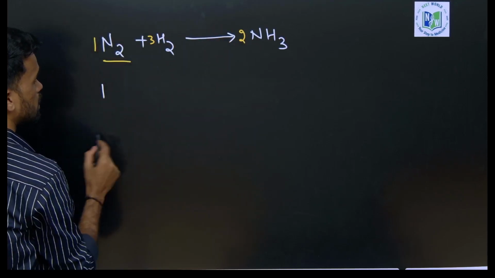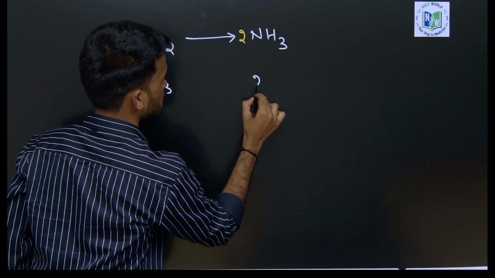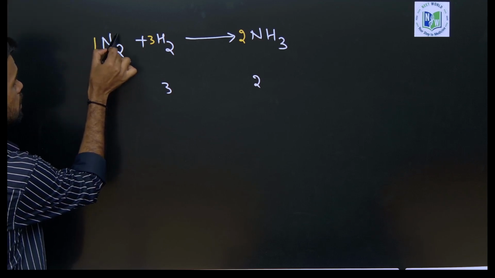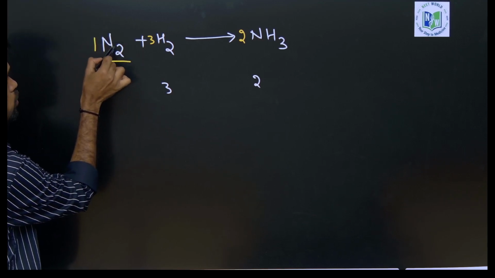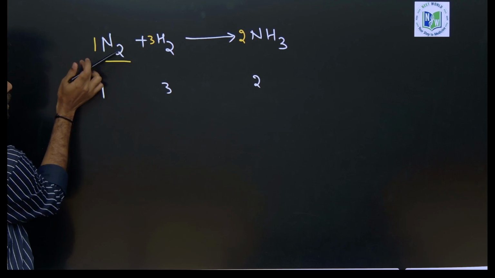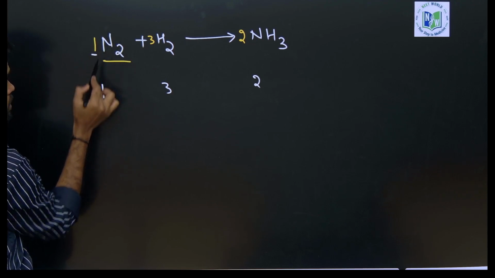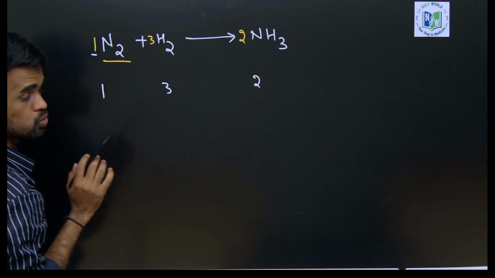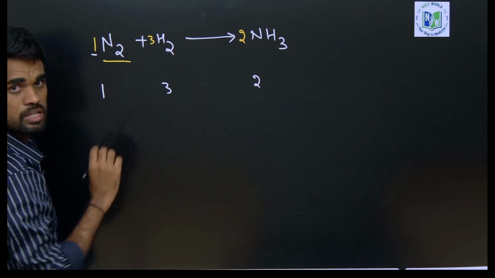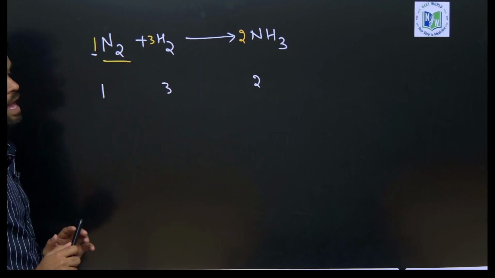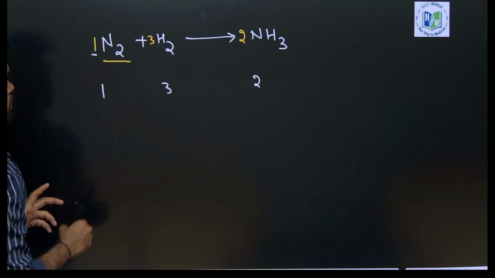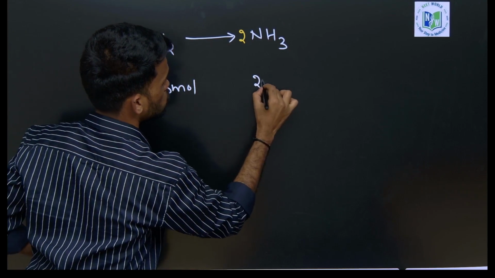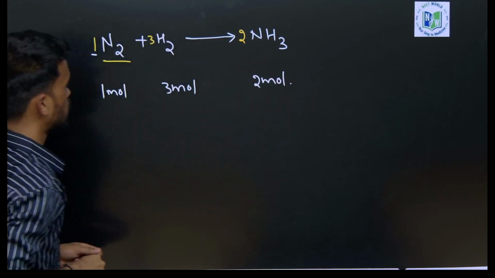Now write the mole ratio of reactants and product. What is the stoichiometric coefficient of N2? It means what is the coefficient of nitrogen? Here it is 1, so I am writing it like this. For H2 it is 3 and for NH3 it is 2. This is the mole ratio as per the balanced chemical equation. Now 1 mole of N2, 3 moles of H2, and 2 moles of product NH3 is obtained theoretically.